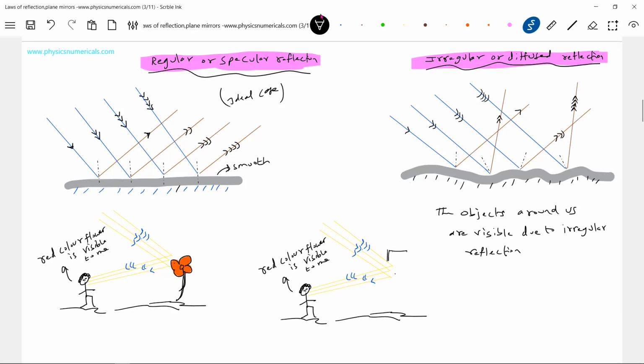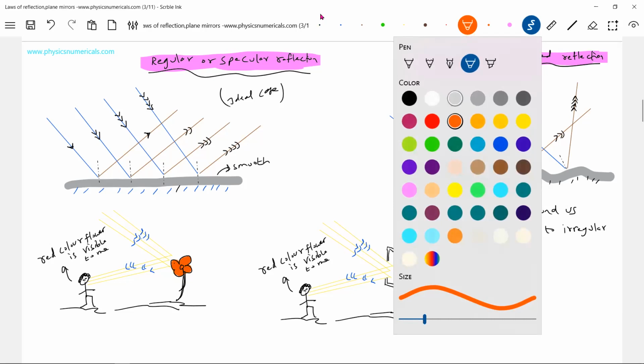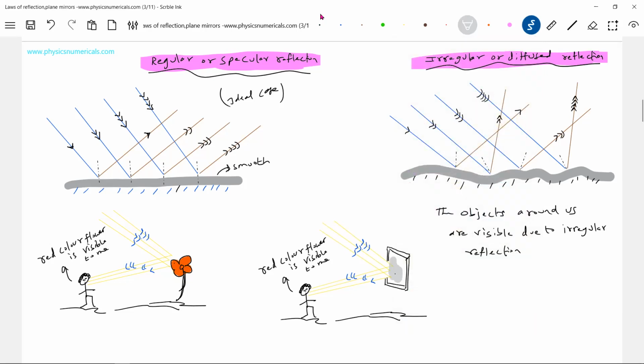I'll try to draw the plane mirror. Small plane mirror. Let me make an arrangement here. Okay, I think it does appear like a plane mirror. Now when the light falls on this plane mirror, is it possible for this person to make a guess of what the shape of the plane mirror is?